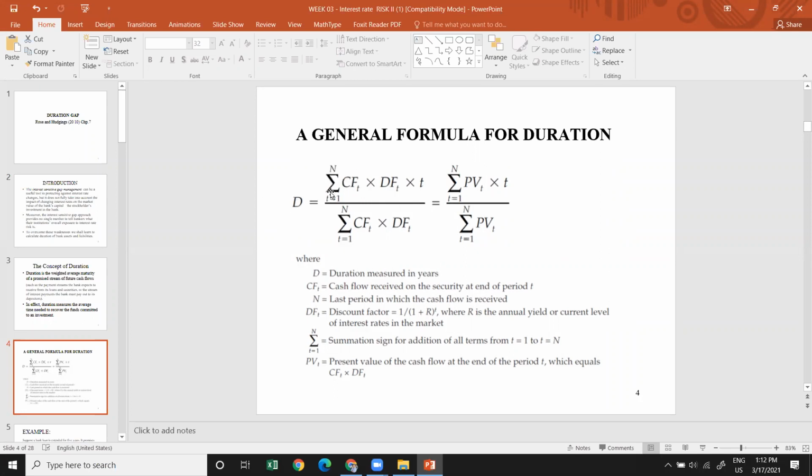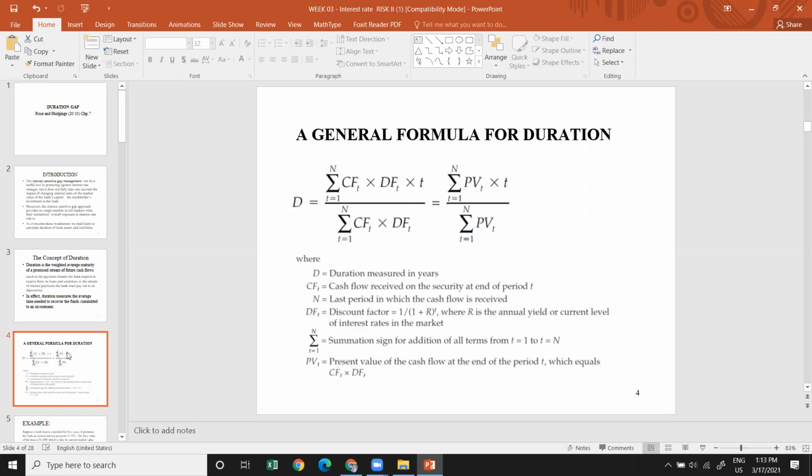This is the summation of the discounted cash flow multiplied by the timing. So we have the cash flow, then we multiply it by the discount factor, and we multiply by the number of years correspondingly, and then we sum it up. And we divide that by the summation of discounted cash flows, or basically the present value of all future cash flows. And this will give us the duration.